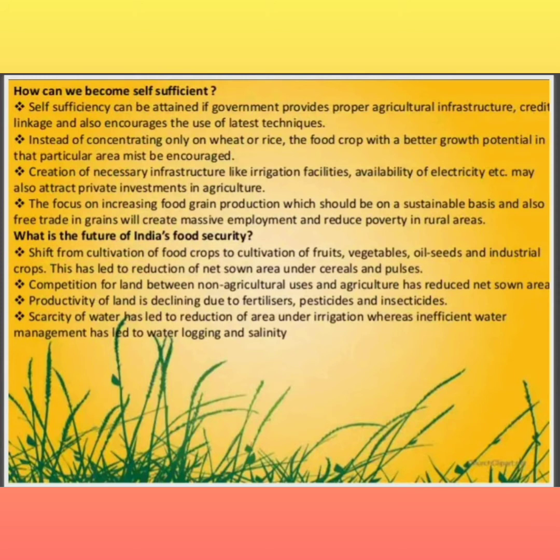Now, also very importantly, a big problem is the scarcity of water, which has led to a reduction of the area under irrigation, and insufficient water is also a big problem. And also, inefficient water management has led to waterlogging and salinity in many areas.